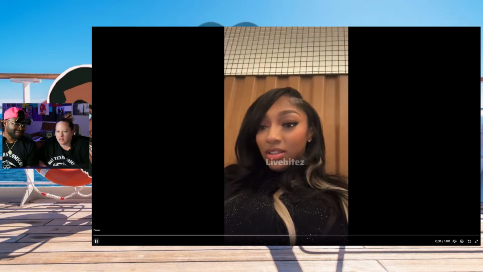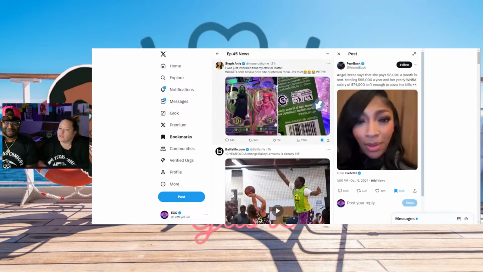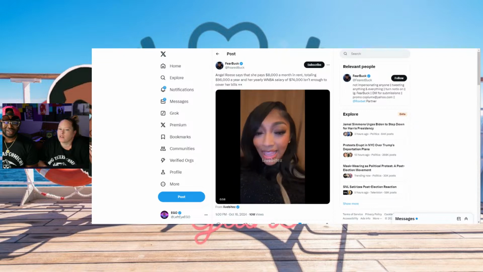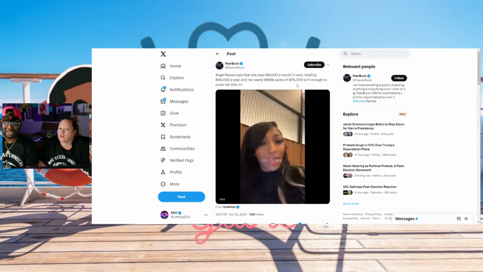Trying to calculate how much it costs. She went to college. So she's trying to figure out because she lives in Chicago and her rent's $8,000 a month. She gets paid $80,000 a month, and she's saying that it doesn't pay. Oh, it's $80,000 a month? No, for the year. She gets paid 96. So she pays $8,000 a month in rent, which is $96,000 a year, but her salary is $74,000.